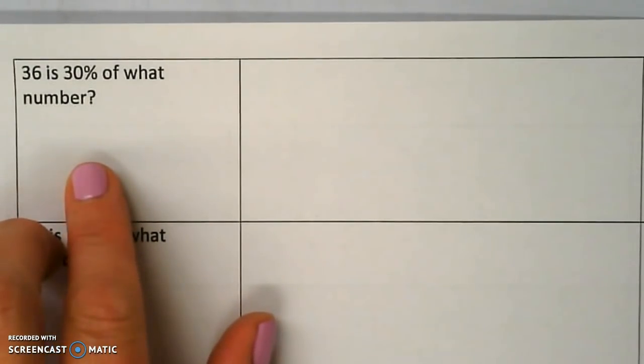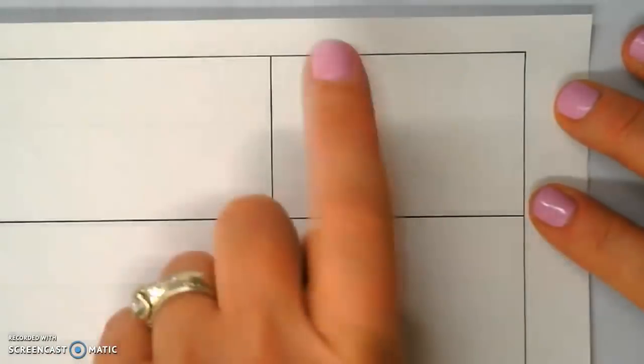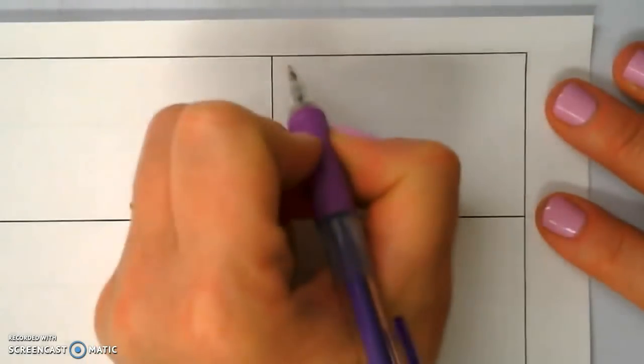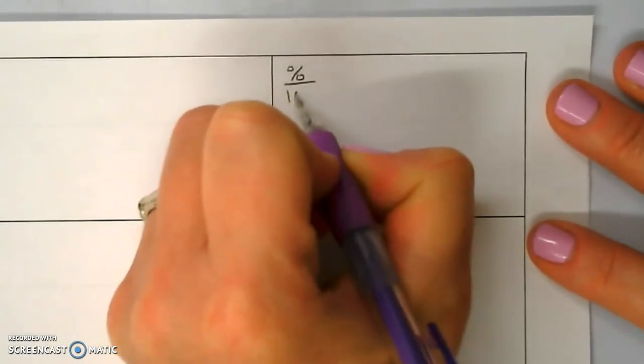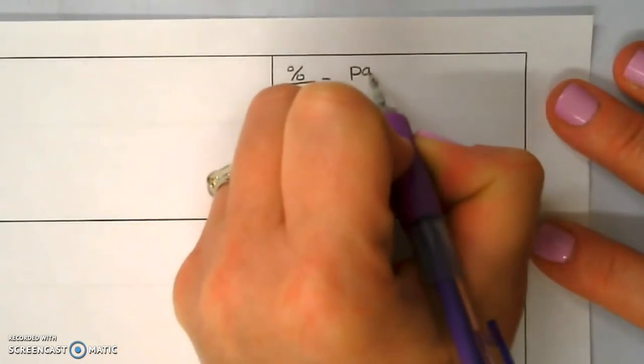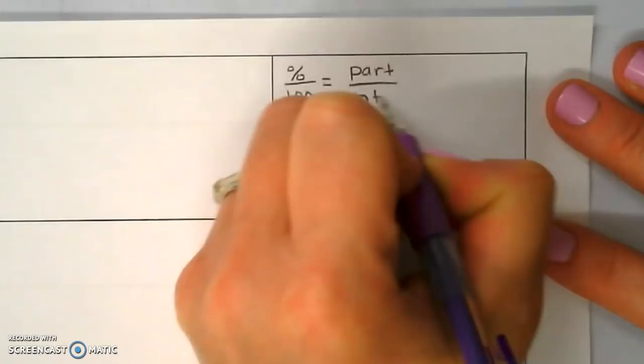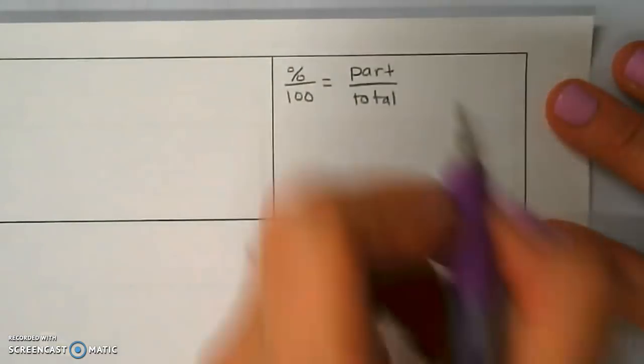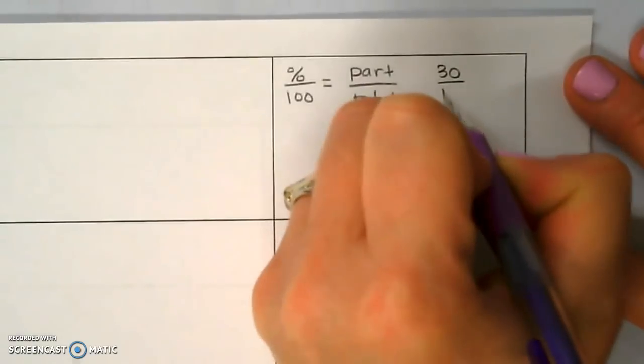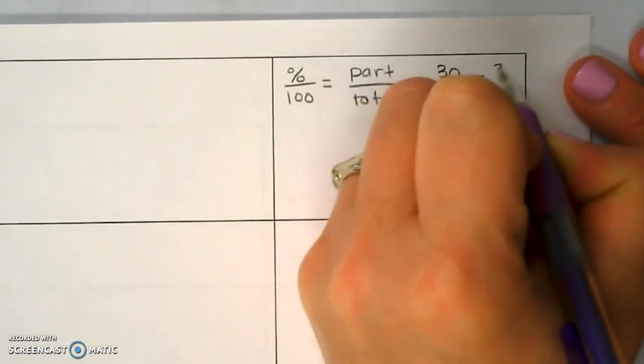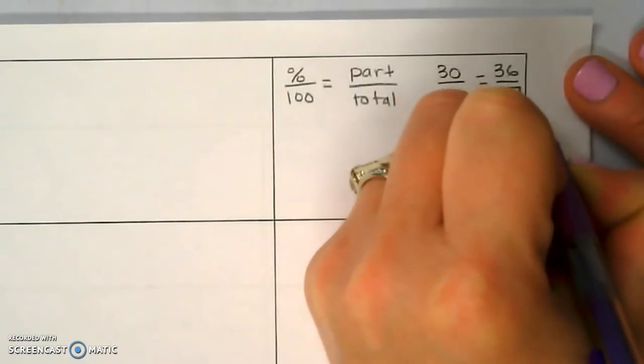Now let's take a look at the questions that you had on the back. And let's start here with this first one. 36 is 30% of what number? And I'm going to come over here and I'm going to solve that with a proportion first. Percent over 100 equals part over total. And for this problem, that is 30 over 100 is 36 over something.